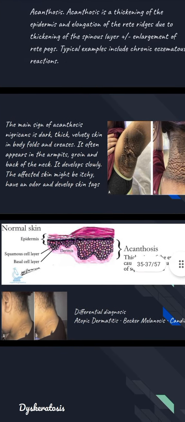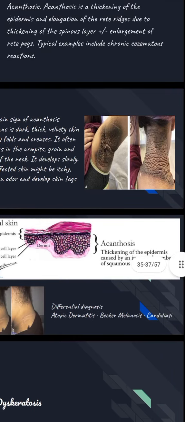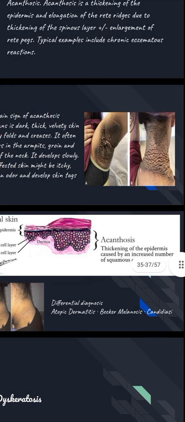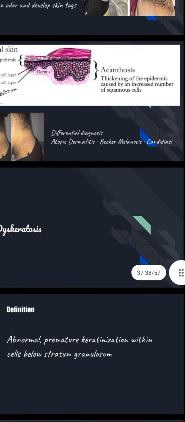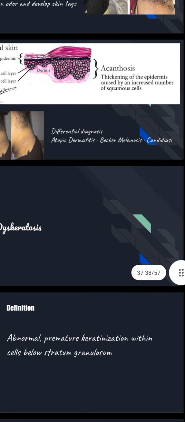The main sign of acanthosis nigricans is dark, thick, velvety skin in body folds and creases. It often appears in the armpits, groin, and back of the neck. It develops slowly. The affected skin might be itchy, have an odor, and develop skin tags. As you can see in the picture, the differential diagnosis includes atopic dermatitis, Becker melanosis, candidiasis.